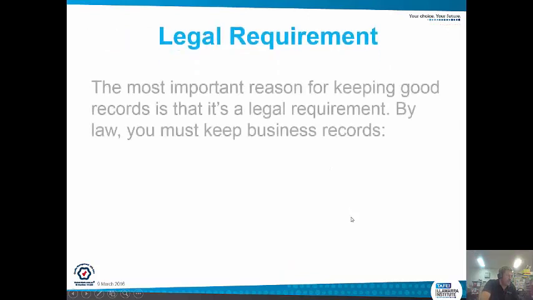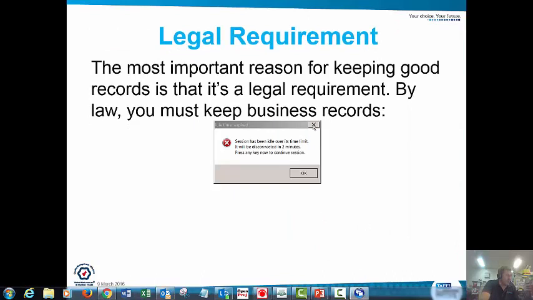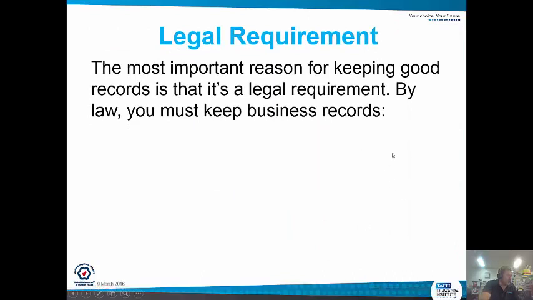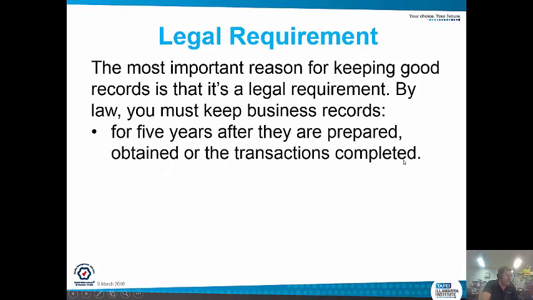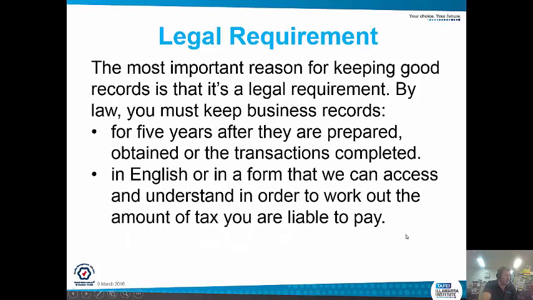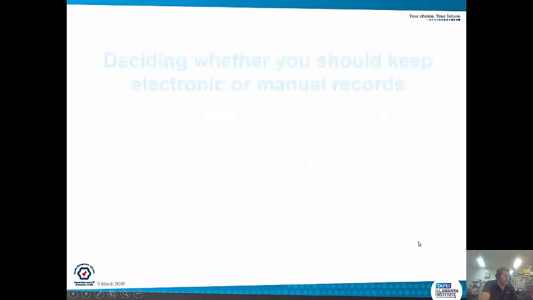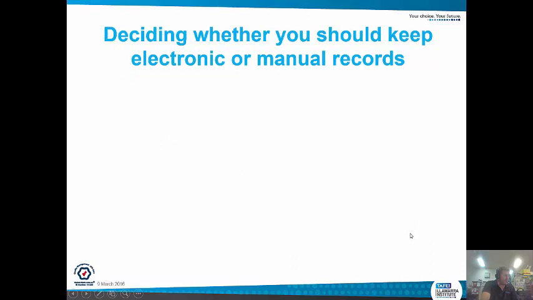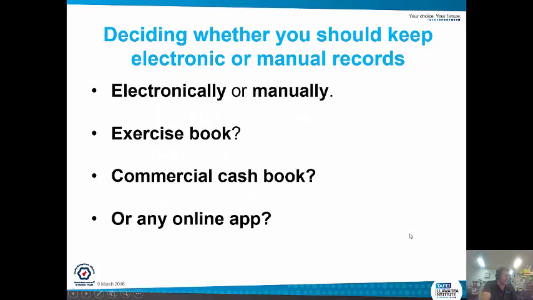Okay, so the most important reason for keeping good records is that it's a legal requirement. By law, you must keep business records for 5 years after they are prepared, obtained, or the transactions are completed, and in English form, okay, that the ATO can access and understand. So, what would you use? Electronic or manual? You can use just a typical stock standard exercise book. You could go to Officeworks or a newsagent and get a commercial cash book, or you could just get something online. Could possibly be a spreadsheet or some fancy app. That's up to you.